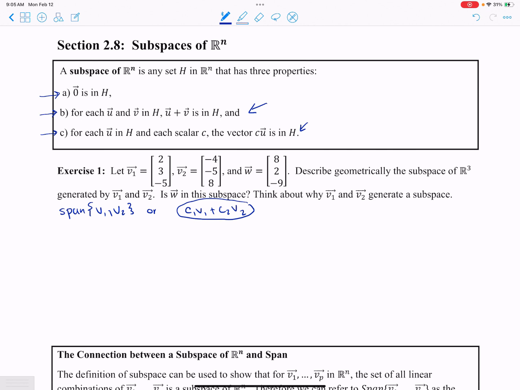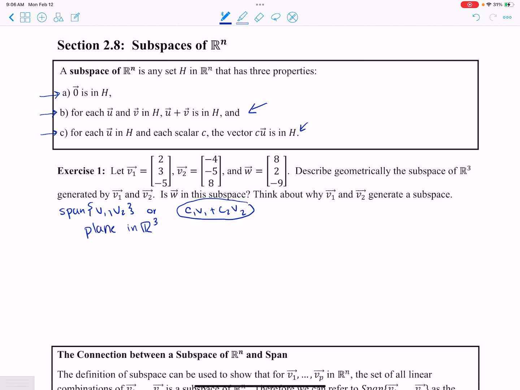If we are generated by two vectors in R3, geometrically, this will be either a line or a plane. Because my vectors V1 and V2 are linearly independent, they are not multiples of each other, that means this will be a plane in R3.